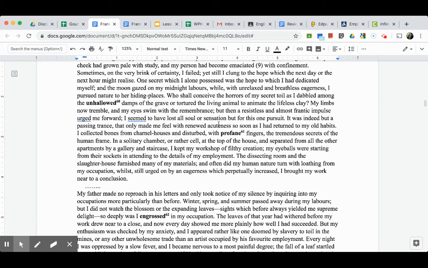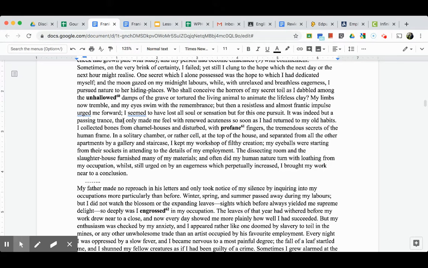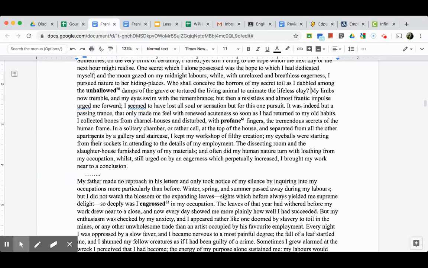But then a resistless and almost frantic impulse urged me forward. I seemed to have lost all soul or sensation but for this one pursuit. It was indeed but a passing trance that only made me feel with renewed acuteness so soon as I had returned to my old habits. I collected bones from the charnel houses and disturbed, which is like the morgue, and disturbed with profane fingers the tremendous secrets of the human frame.